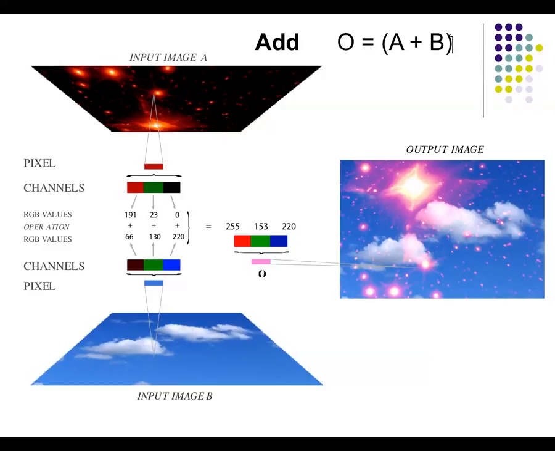Now, the image below it has those clouds on it. I've taken an area of blue from the sky to match up with that pixel from image A. Its three channels are visible there. The RGB values 66, 130 and 20 are simply added together to give you 255, 153, 220, which give you the pixel within the overall output image. So the overall result is visible on the right hand side, but each pixel has been added together to give you that result.